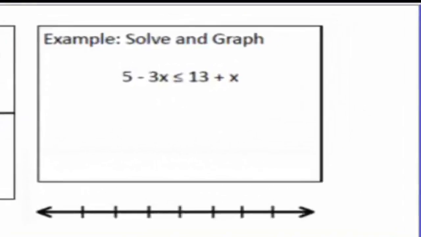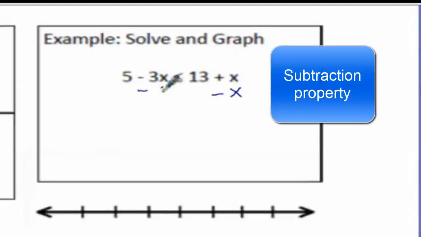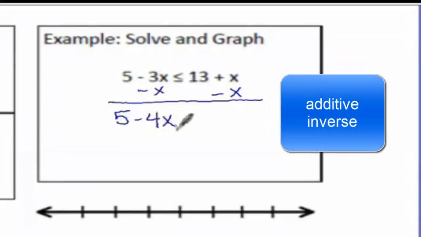So 5 minus 3x is less than or equal to 13 plus x. We're going to use the same rules that we did for solving equations. I'm going to go ahead and move this x to the other side, so I have all the x's on the same side. So now I have 5 minus 4x is less than or equal to 13.